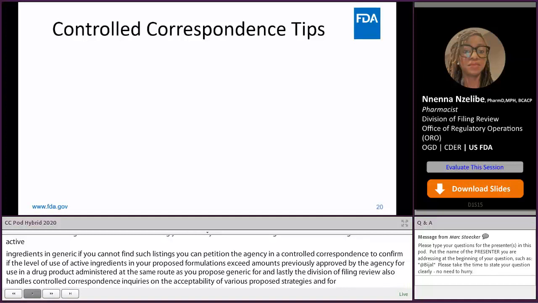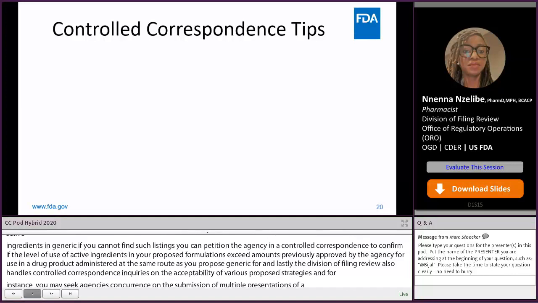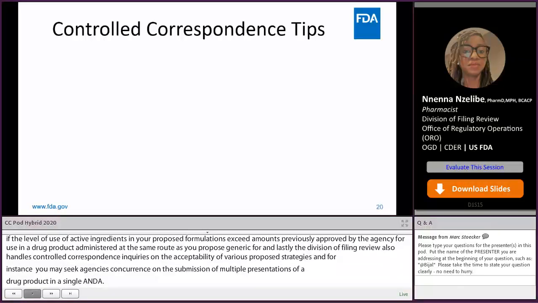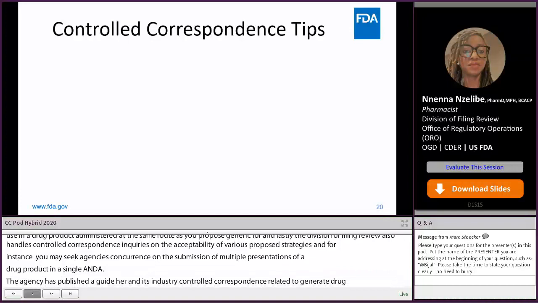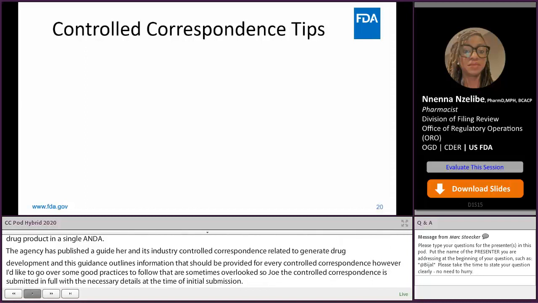So the agency has published a guidance for industry on controlled correspondence related to generic drug development. This guidance outlines information that should be provided for every controlled correspondence. However, I would like to go over some good practices to follow that are sometimes overlooked to ensure that your controlled correspondence is submitted in full with the necessary details at the time of initial submission. This way, we can provide responses to aid you with your generic development efforts in a timely fashion without having to go through multiple cycles of asking for additional information.